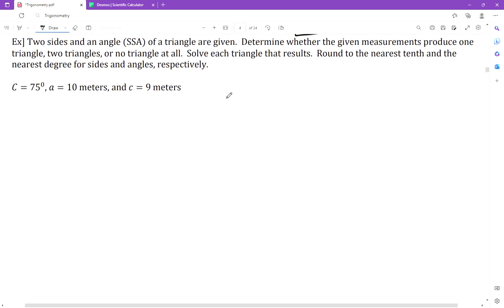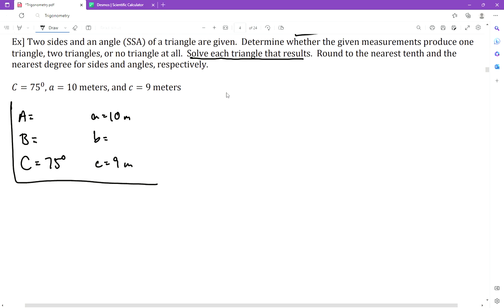I'm going to start by making my table because it's still solve a triangle. So we have angle A equals something, angle B equals something, angle C equals 75 degrees. And then little a is 10 meters, little b is something, and little c is 9 meters. I'm just boxing that up so it's organized. Now I'm assuming this is not a right triangle, so I can't use SOHCAHTOA, but I can use the law of sines.